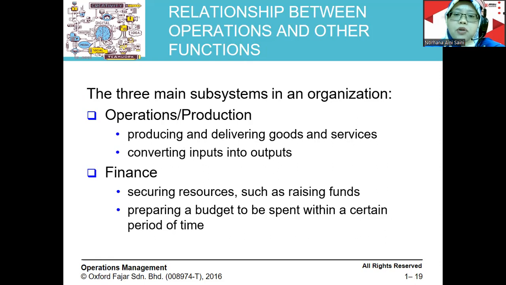Number one is operation or production. Why is this department very essential? Because they will be producing and delivering goods and services, and also converting input into output. Meanwhile, the finance area will be securing resources, such as raising funds. If let's say there is no finance department, operation cannot produce their output and cannot deliver their goods and services. And also preparing a budget to be spent within a certain period of time. So basically when we talk about finance, it's all about the money itself lah.